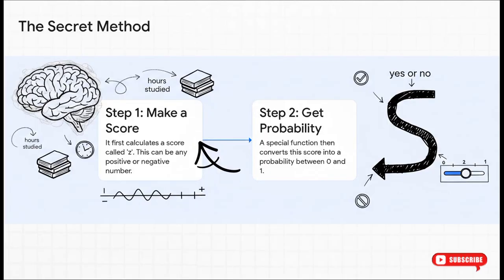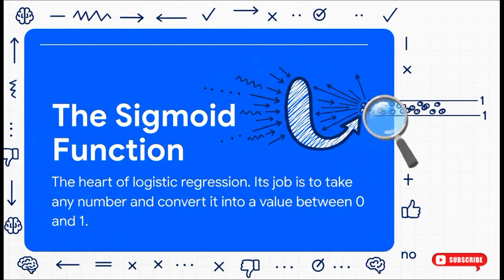Here's the secret sauce. First, it takes all the info it has, like the hours a student studied, and it calculates this internal score. We'll just call it Z. And this Z-score can be any number: big, small, positive, negative, whatever. Then it takes that Z-score and feeds it into a special function to get our probability. And that special function is called the sigmoid function. Honestly, this thing is the absolute heart of logistic regression. It has one job, and one job only: to take any number you throw at it and neatly squish it into a value somewhere between 0 and 1. It's basically a probability machine.